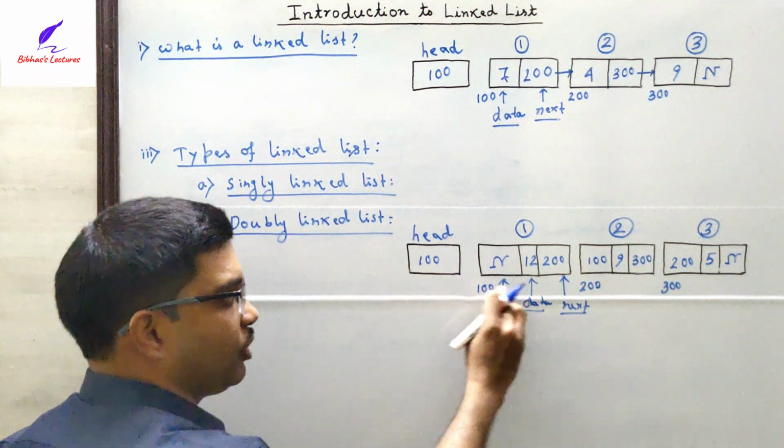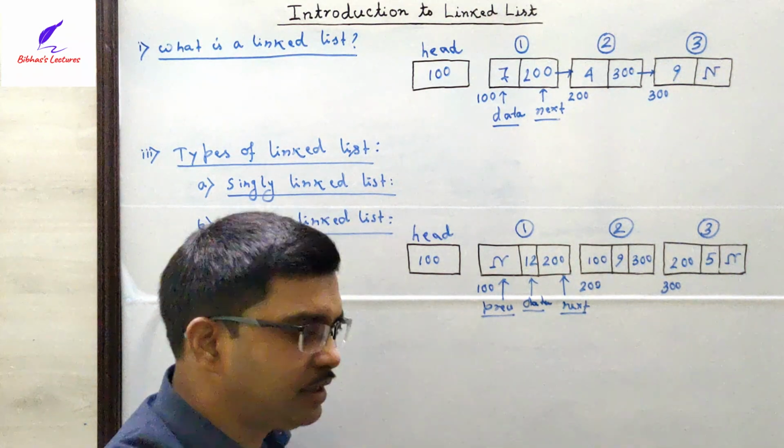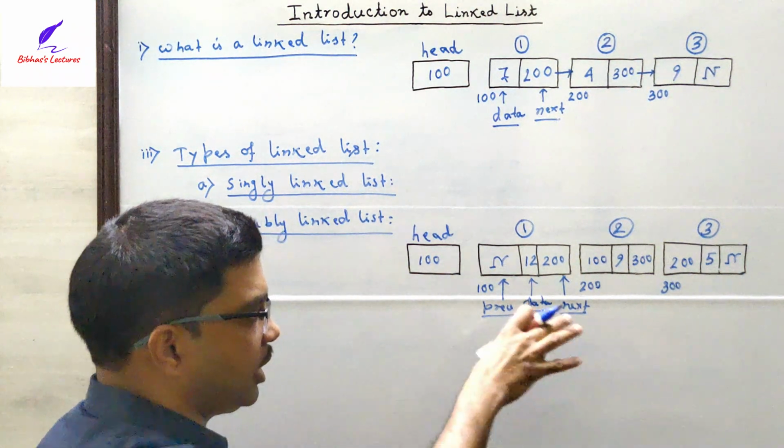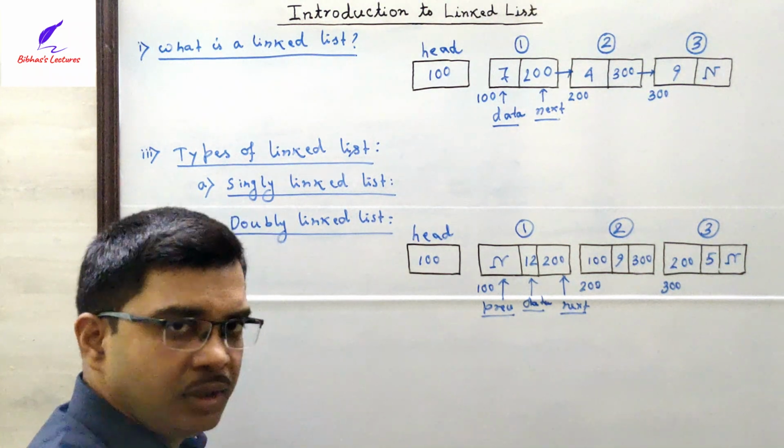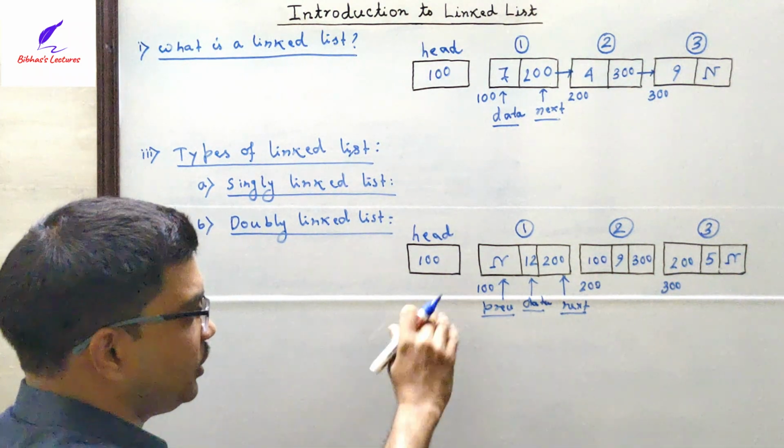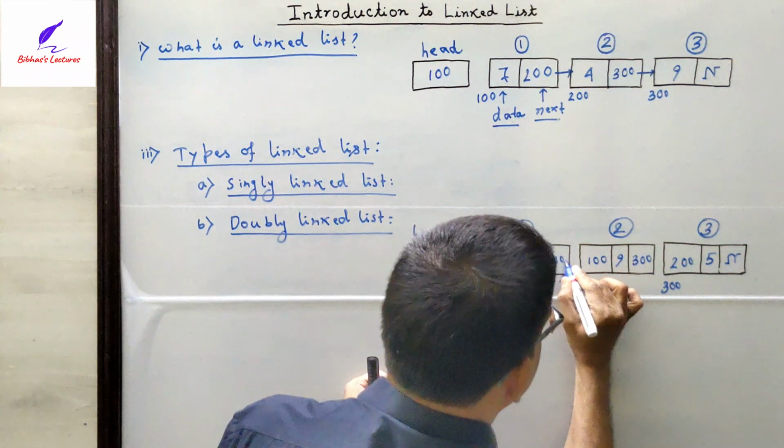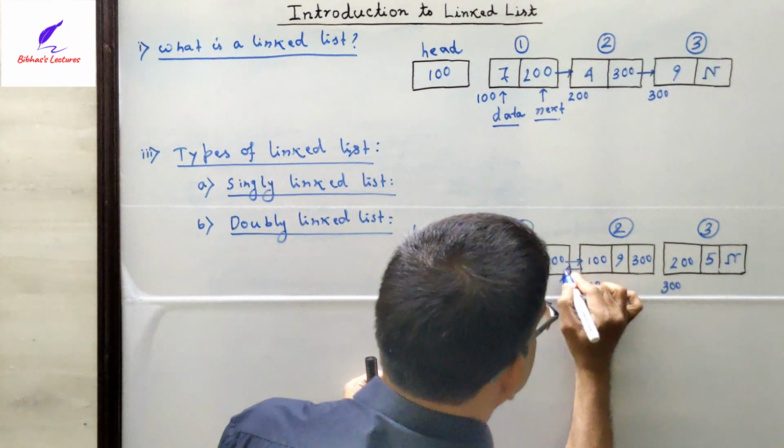Again I am telling, these are not the actual addresses, we can only assume them. It is at the sole discretion of the compiler; whatever address is allocated, we have to consider. Okay, we hardly bother about the address. Okay, so this is the example of a doubly linked list, that means this node is connected in both ways, in this way.